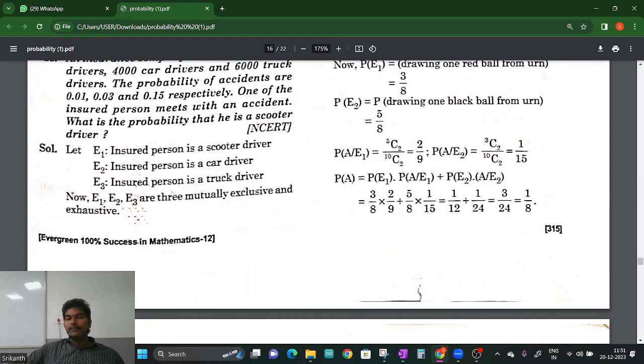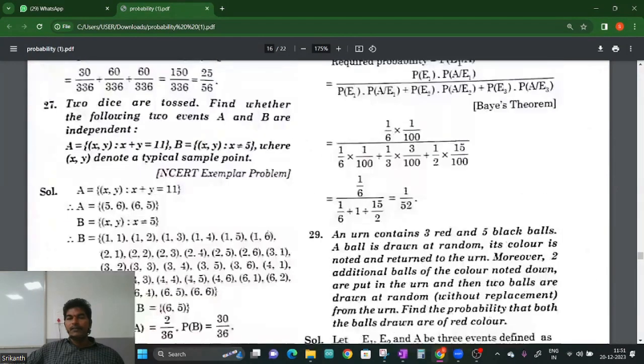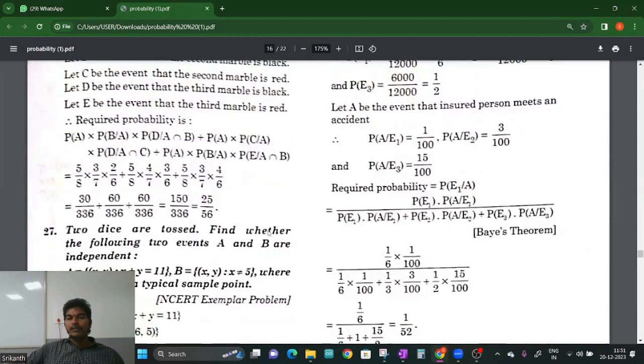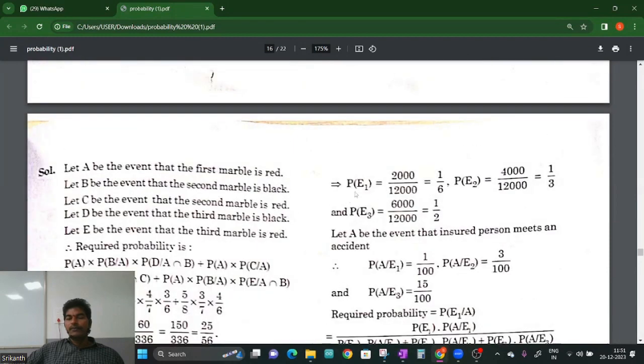E2 is car driver. E3 is truck driver. So E1, E2, E3 are mutually exclusive exhaustive events. Okay. So what we do, we need to calculate the probability of individual ones. P of E1. So what is the probability? What is the chance of P of E1?